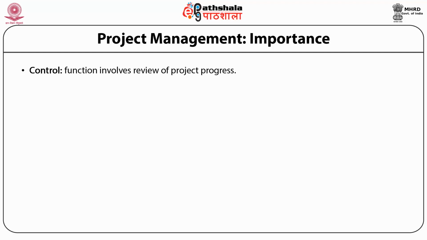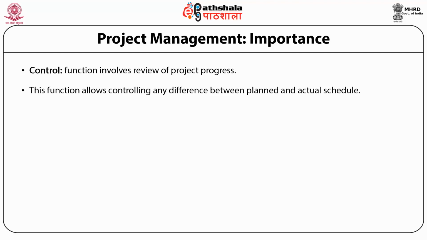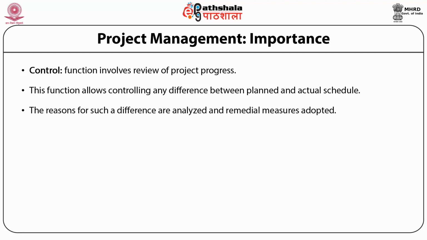3. Control. The control function involves review of project progress. This function determines whether each activity is performed in the estimated duration, uses allocated resources, or is deviating from the planned schedule. This function allows controlling any difference between planned and actual schedule. The reasons for such a difference are analyzed and remedial measures adopted.